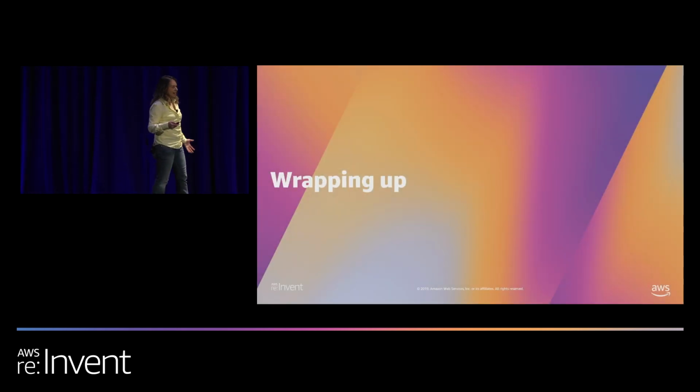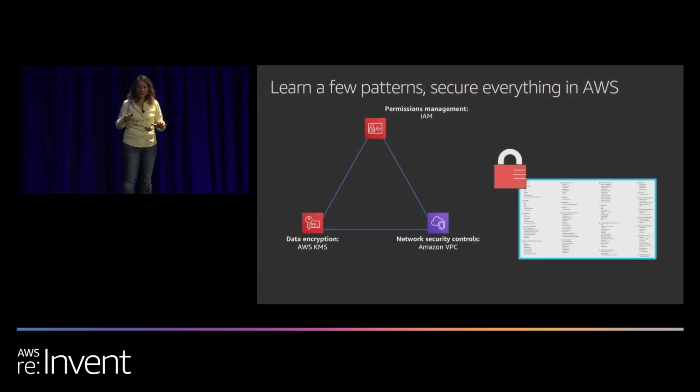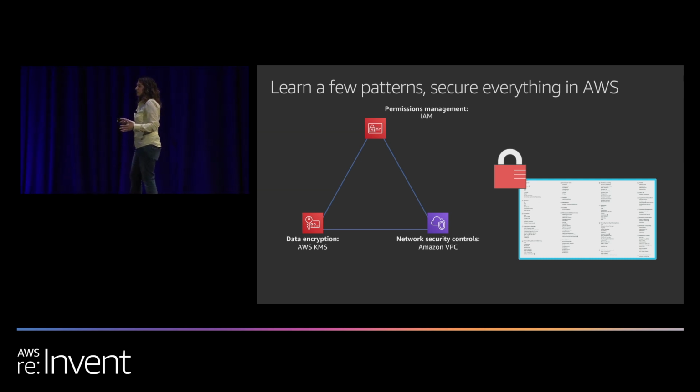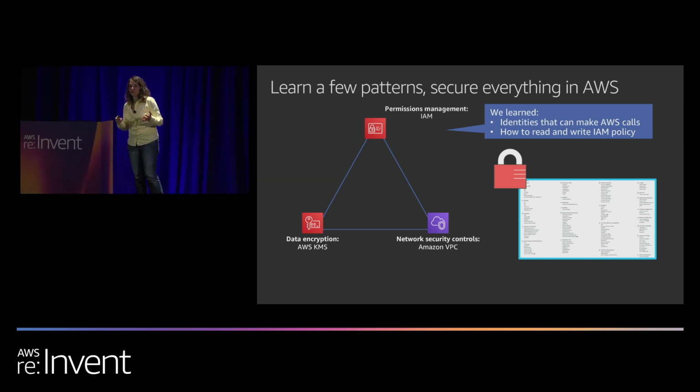This brings us to the end here. Hopefully you've come away with a nuts and bolts, foundational understanding of these three, I think, most important patterns that repeat all across AWS. We talked about permissions management, who you are when you're talking to AWS, and how you get permission to do the things that you need to do.